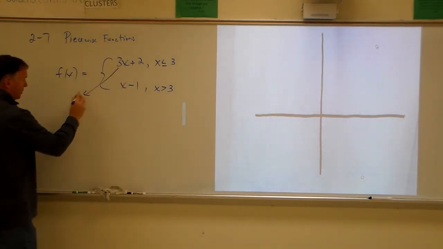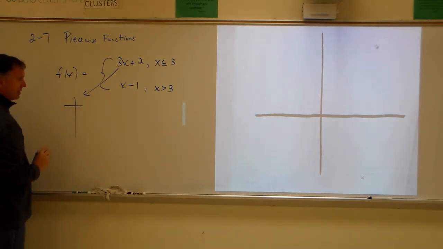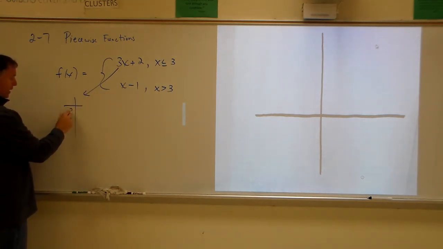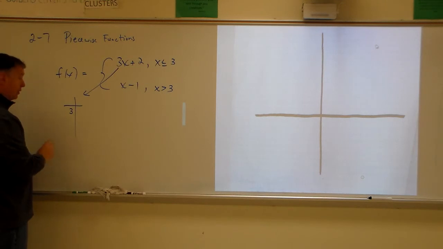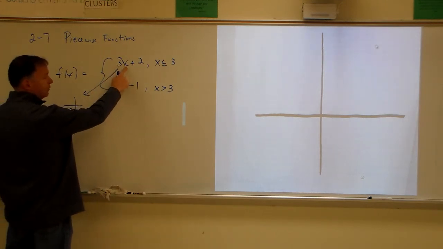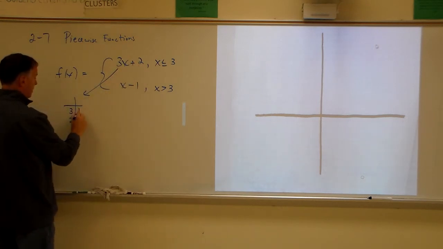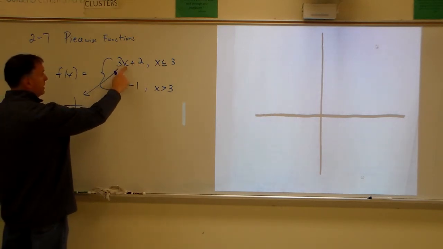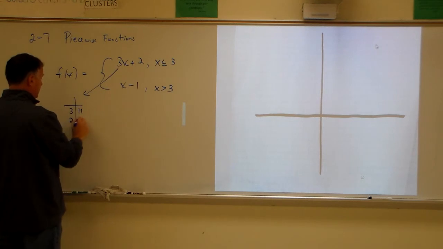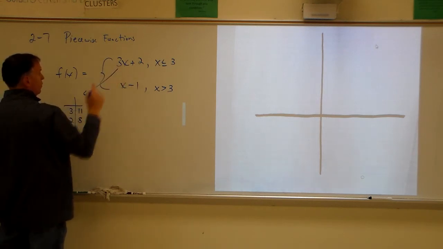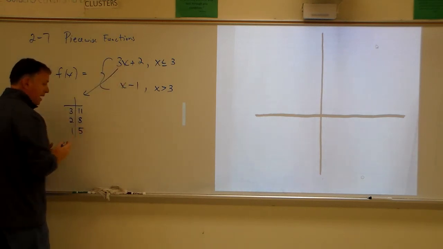Let me do this one first. x is less than or equal to 3. So I'm going to pick 3, and then I'm going to pick numbers that are smaller than 3, 2 and 1. Plug a 3 in. 3 times 3 is 9, plus 2 is 11. Plug a 2 in. 3 times 2 is 6, plus 2 is 8. Plug a 1 in. 3 times 1 is 3, plus 2 is 5.